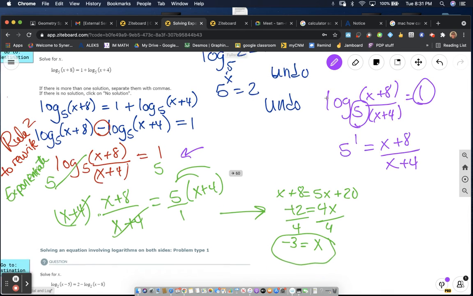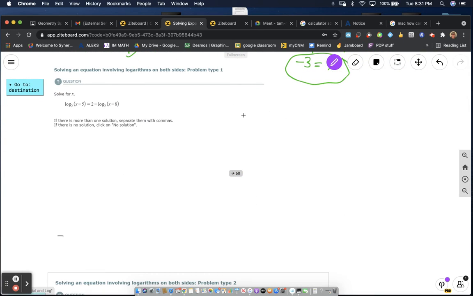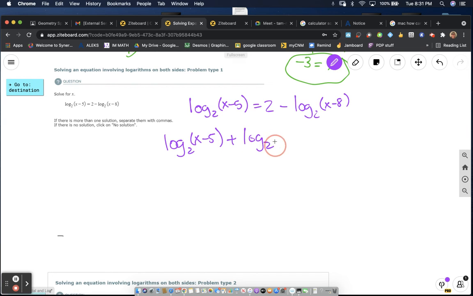All right, let's try another one. I'll try to write a little neater this time. So we have log 2 of (x minus 5) equals 2 minus log 2 of (x minus 8). This number is a problem because we can't do anything with the logs. But we can add this log to the other side so we can combine our logs together. So you get log 2 of (x minus 5) plus log 2 of (x minus 8) equals 2.